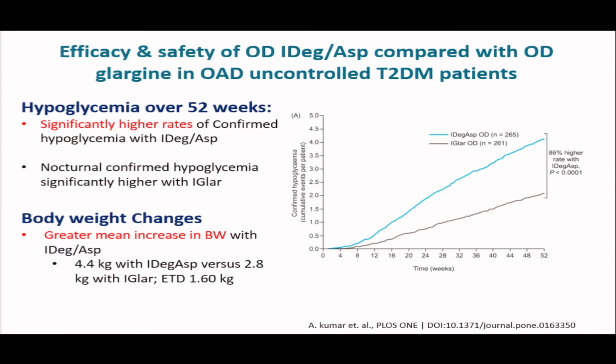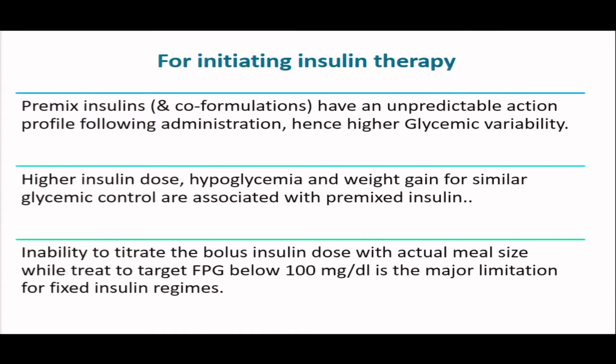There was, however, nocturnal confirmed hypoglycemia that was higher with the insulin Glargine group. In terms of body weight changes, there was a greater mean increase in body weight with the IDeg group compared to the insulin Glargine group.